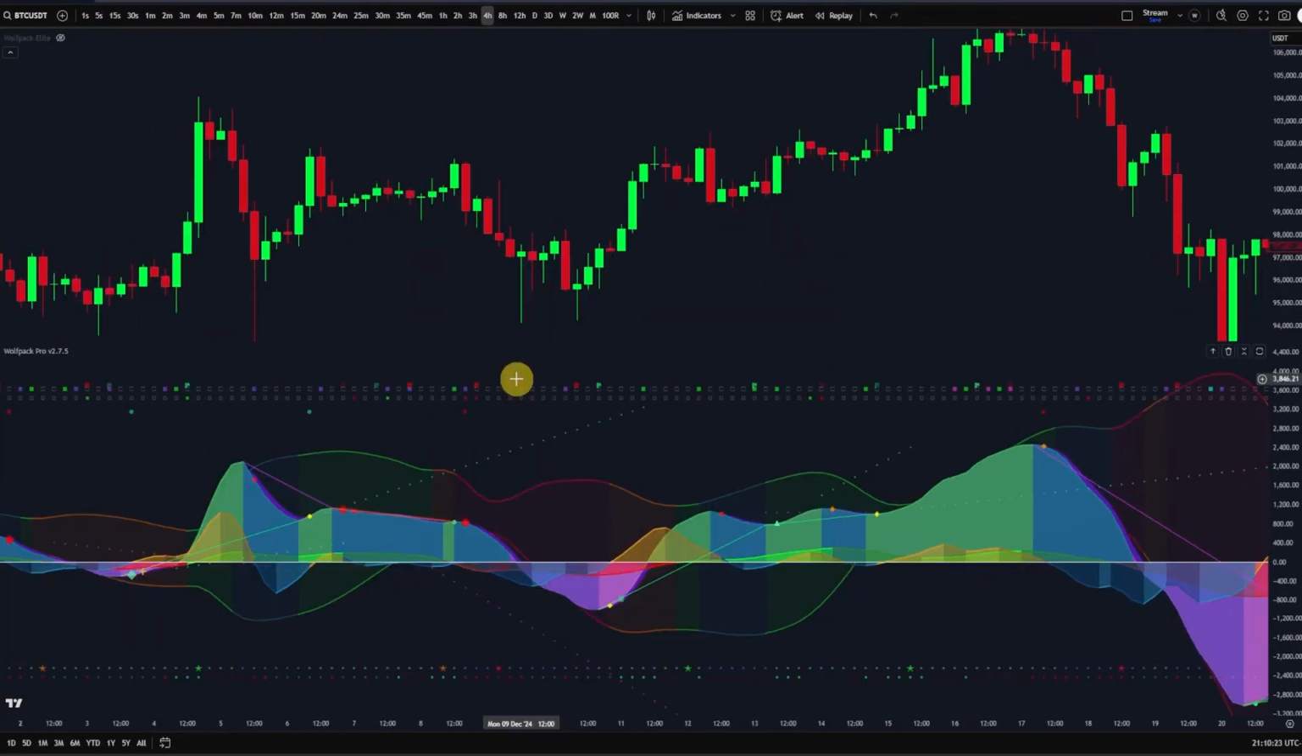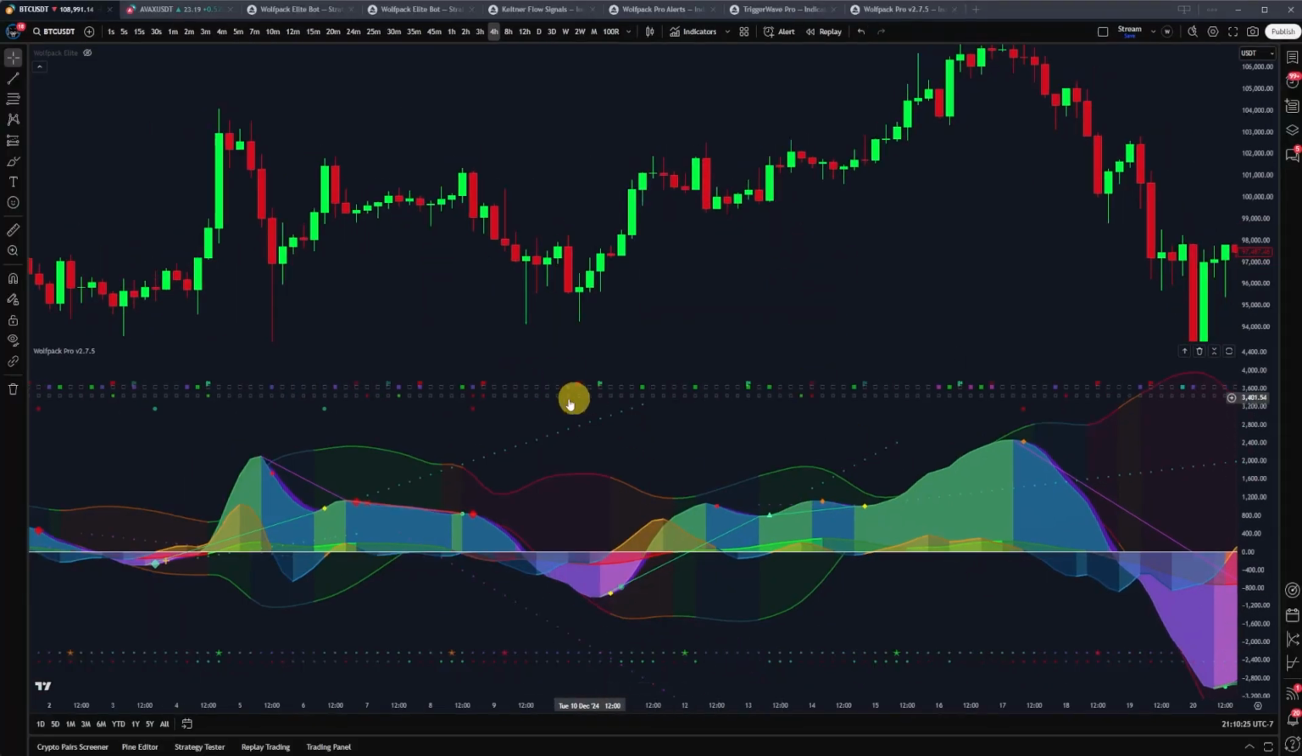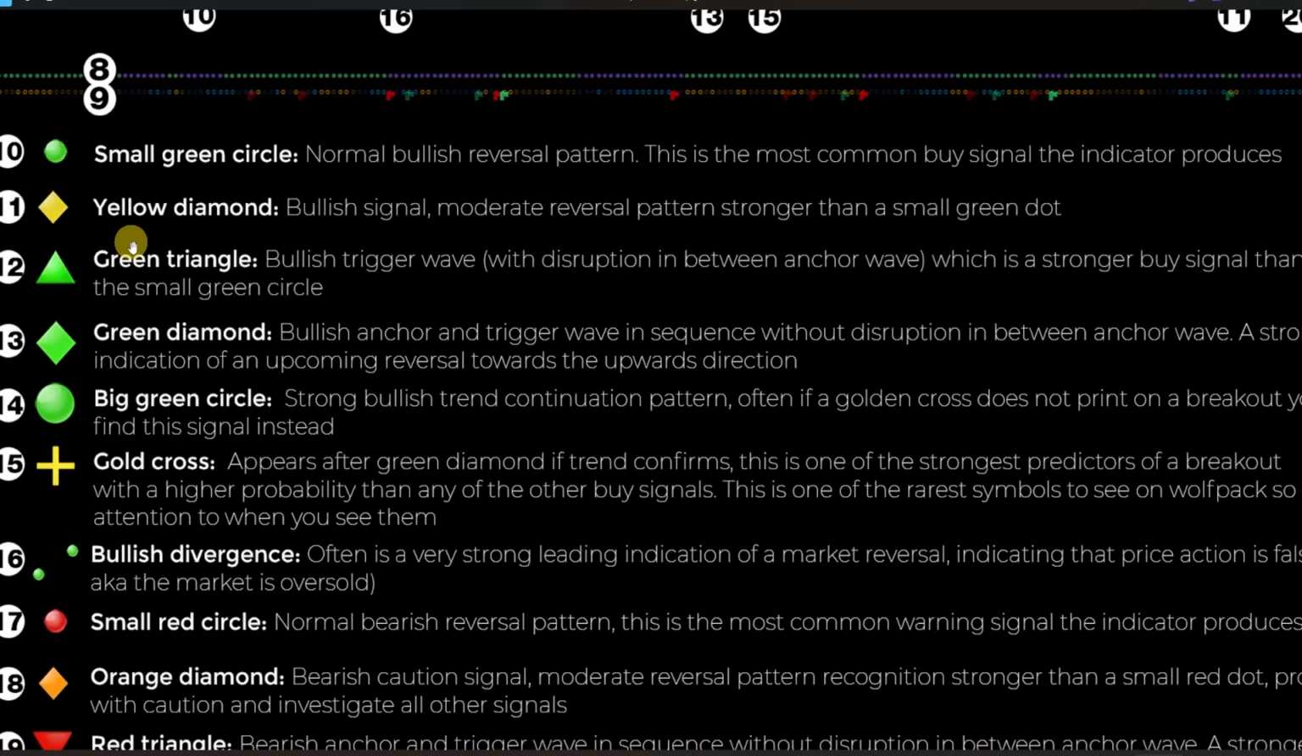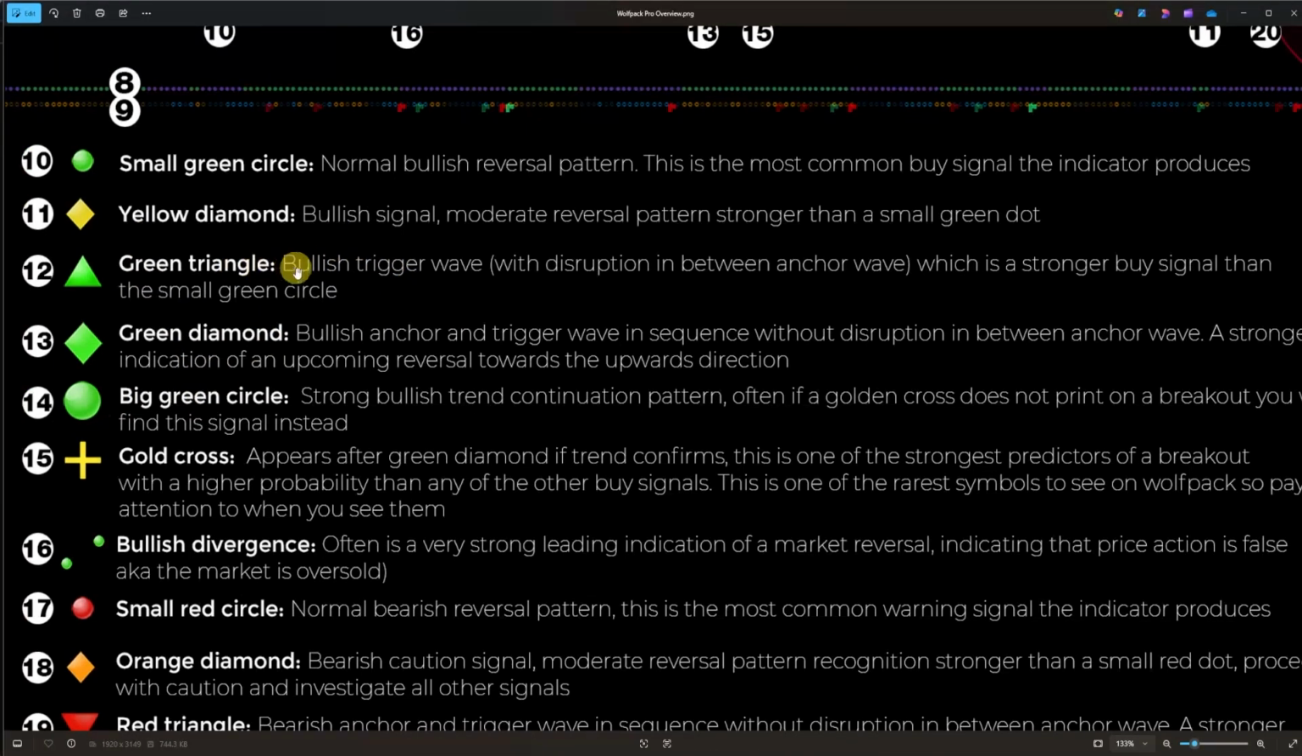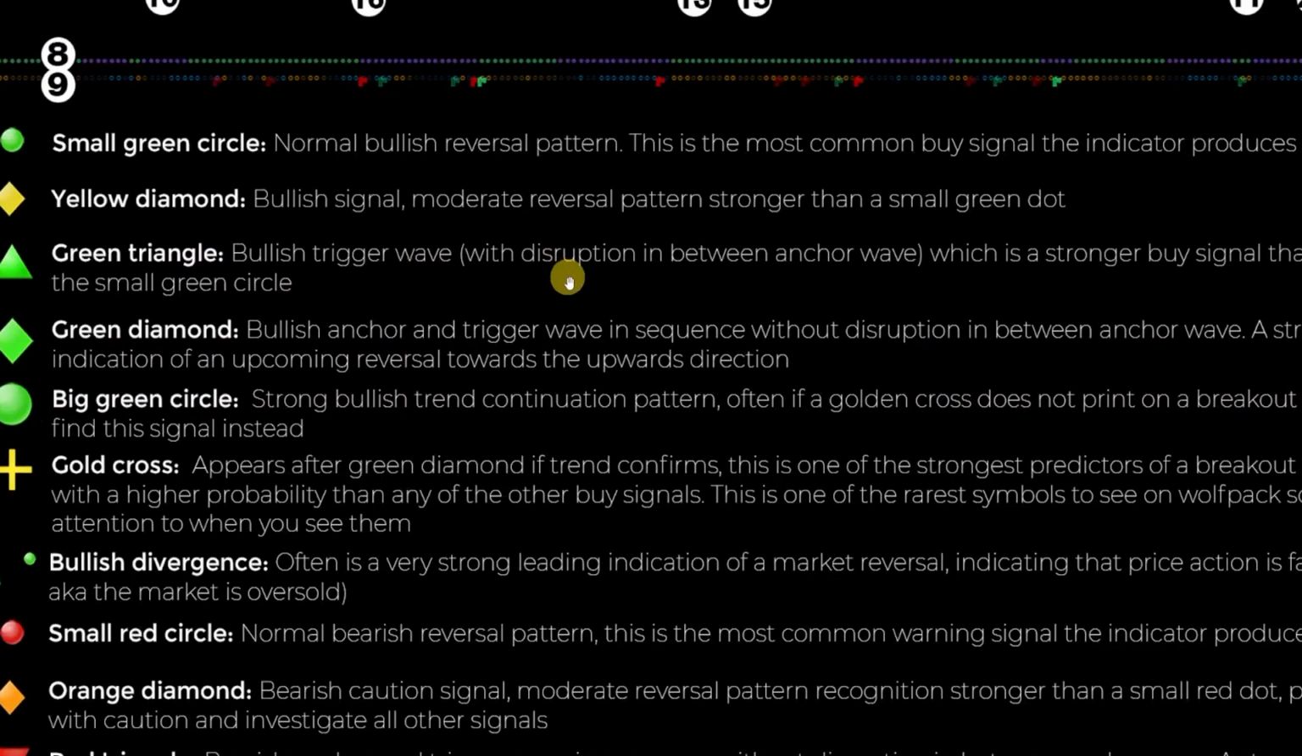When I say confluence, there's the top and bottom bar here, and these are very important. So the green triangle, the green diamond, the big green circle are all very strong buy signals. The green triangle, I'll just read it out. It's a bullish trigger wave that has disruption in between the anchor wave. Is often a stronger buy signal than the small green circle.